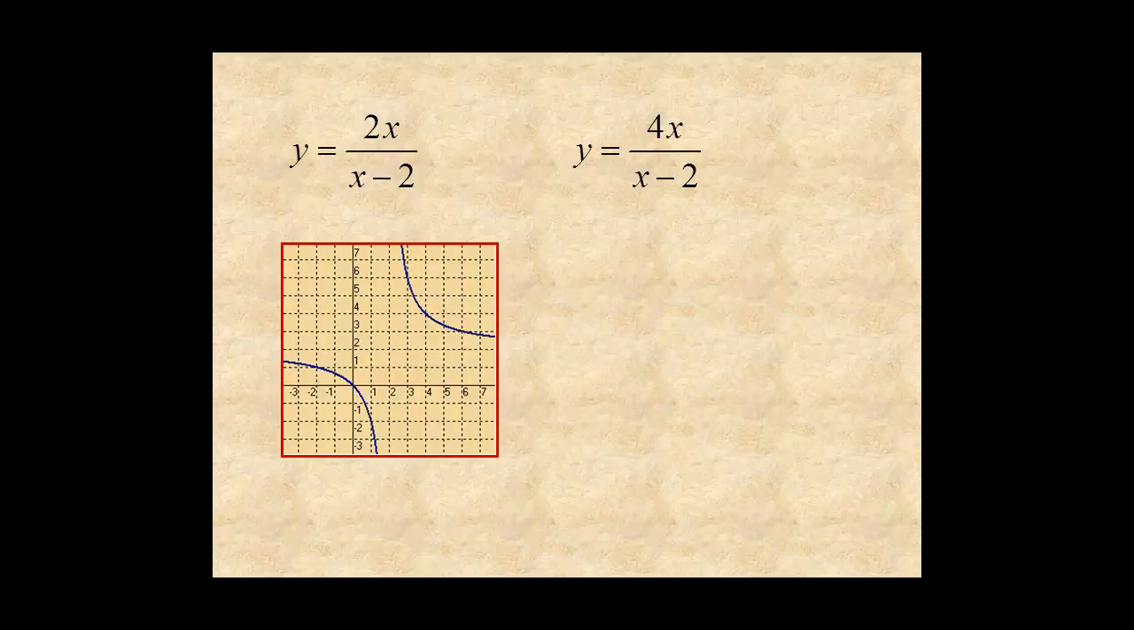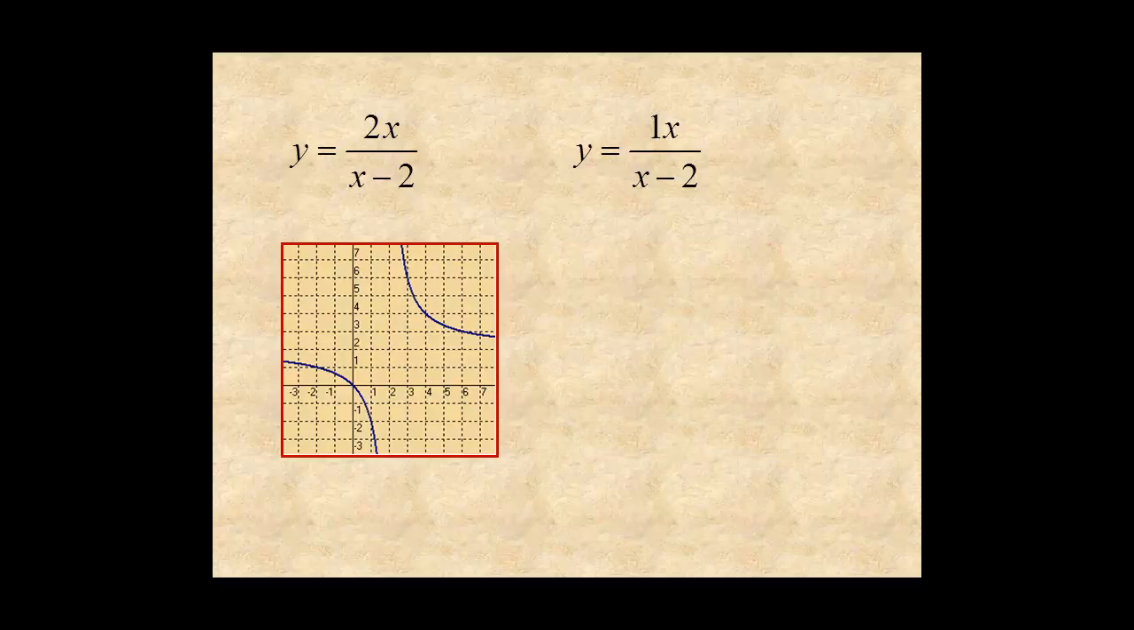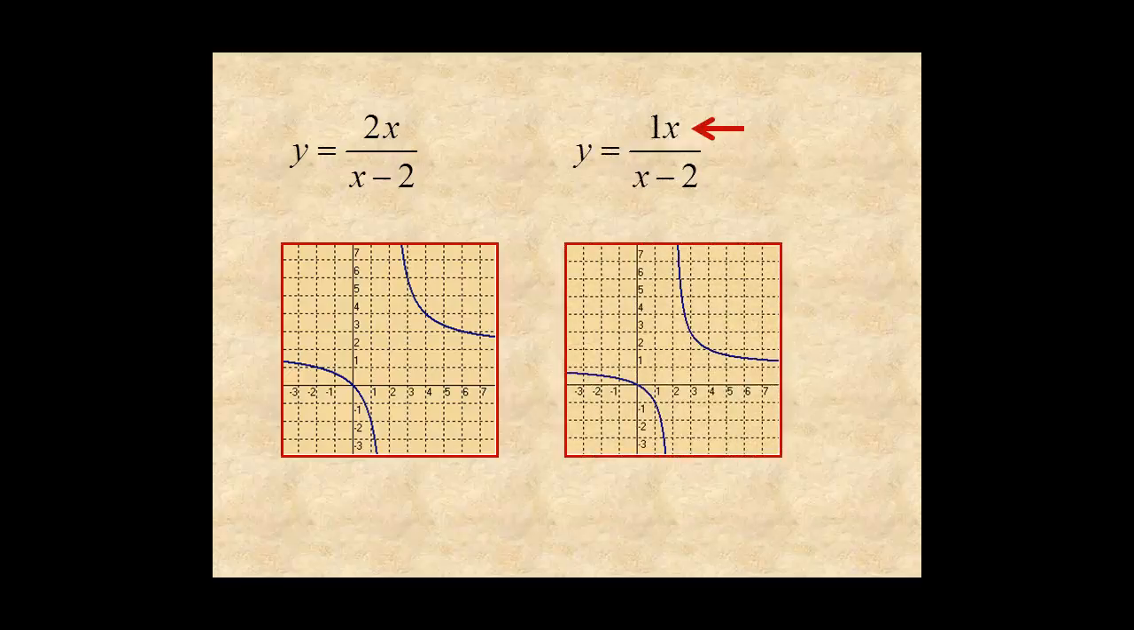If the constant in the numerator is larger, the graph stretches vertically. For example, notice this branch of the graph is higher. If the constant in the numerator is smaller, the graph shrinks vertically. For example, notice this branch of the graph is lower.